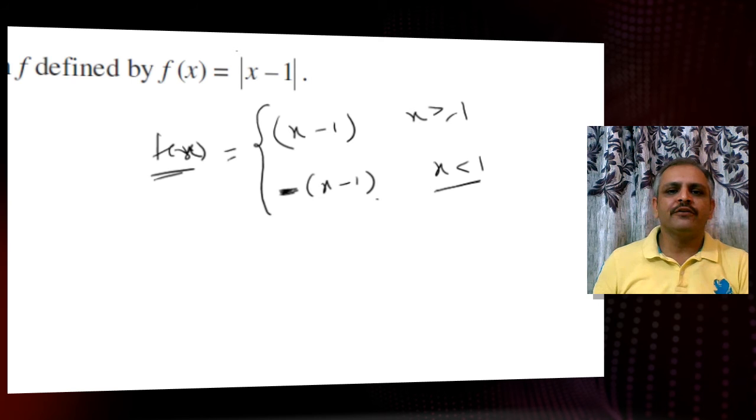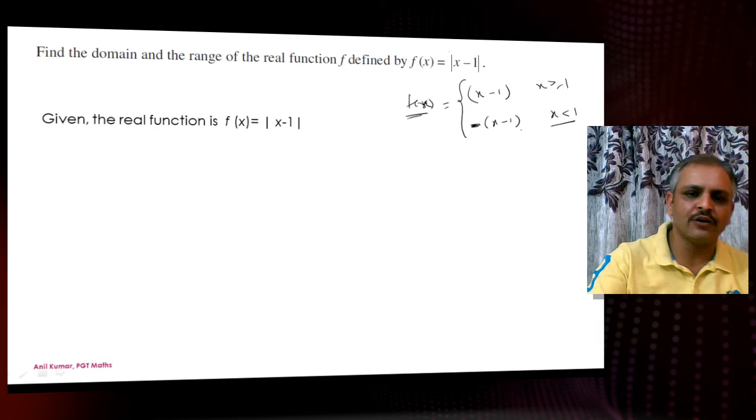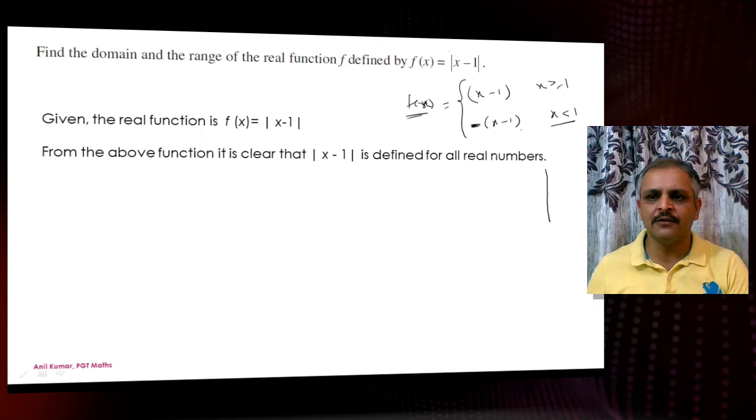So now if you see, these are two lines and they will exist everywhere, as you know in the linear function. So our domain will be all real numbers. So from the above function it is clear that domain will be all real numbers. And for more clarity, let me just sketch its curve.